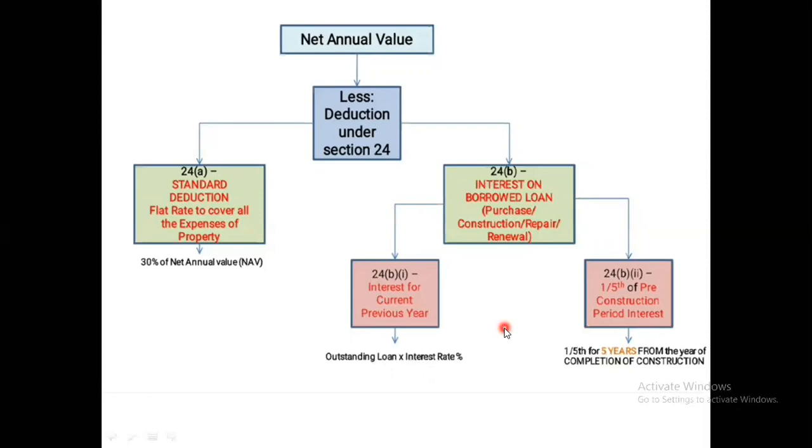Suppose an SSE has borrowed a loan for his daughter's marriage by mortgaging his house property. Interest on such loan is not deductible, though the property is involved in borrowing. Since the loan is not borrowed for property purposes, it cannot be claimed under Section 24B. In our next slide, we look into detail how interest on borrowed loan can be calculated using a numerical example.